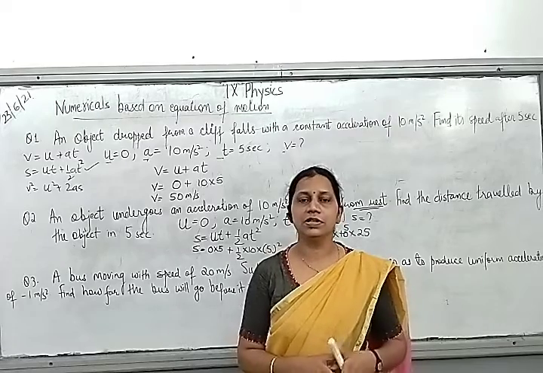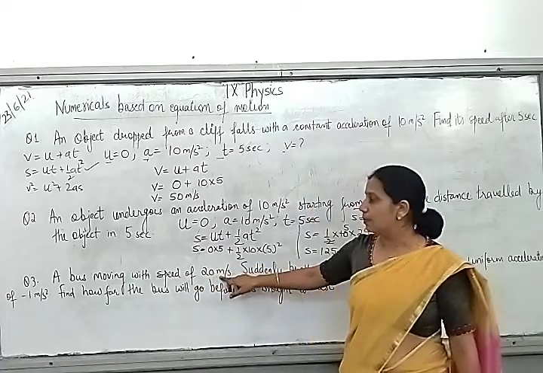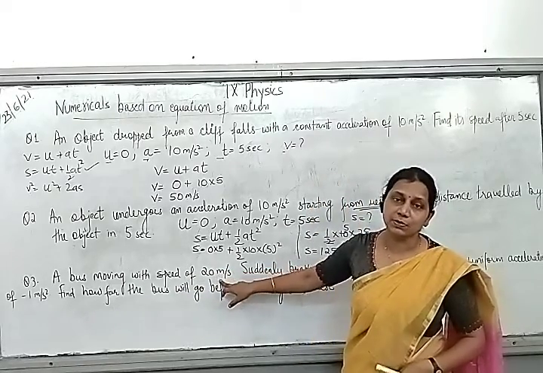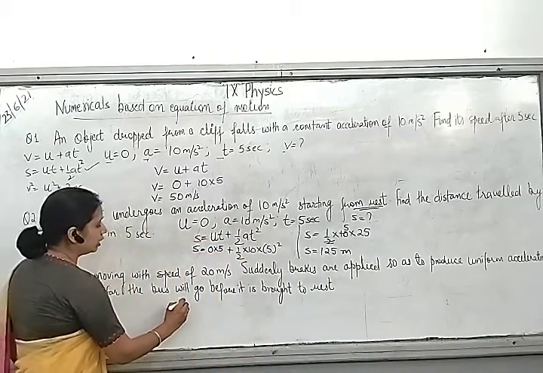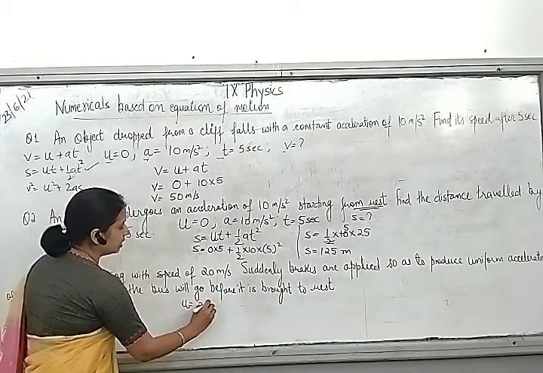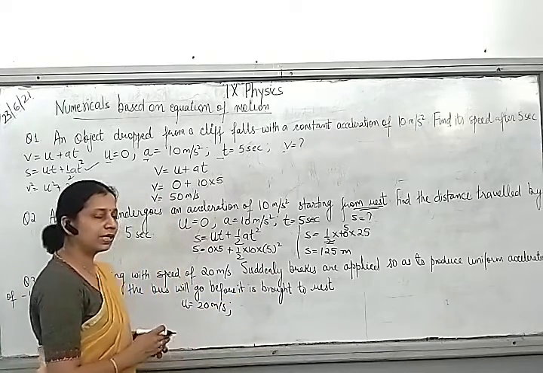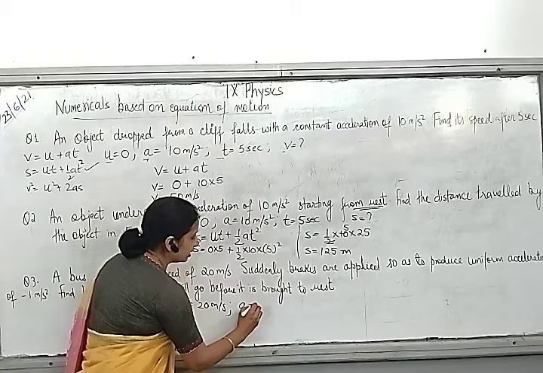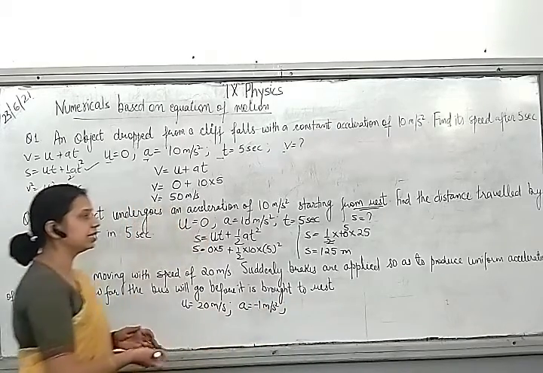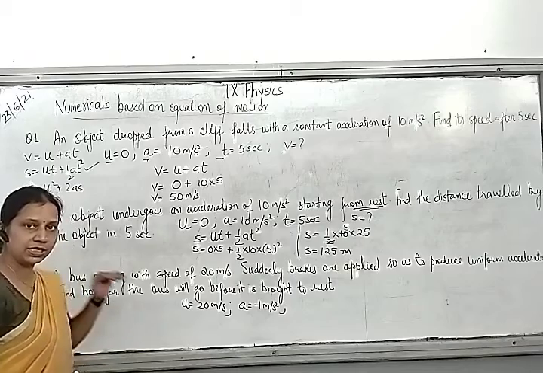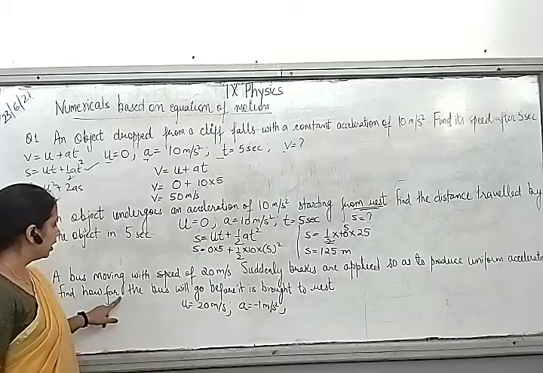Okay, so let's see first what quantities are given in the question. A bus is moving with a speed of 20 meter per second. So this is your initial velocity. So I can write U as 20 meter per second. Then brakes are applied to produce uniform acceleration. Acceleration given here is -1 meter per second square. And why is it minus? Because it is retardation. Okay, here velocity is decreasing, so you have retardation, that's why you have a negative sign here.